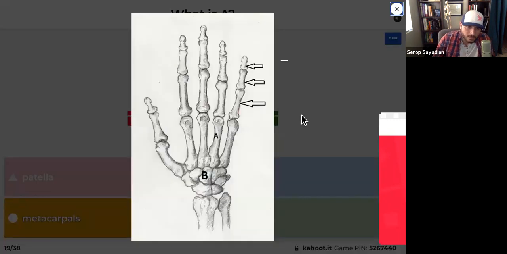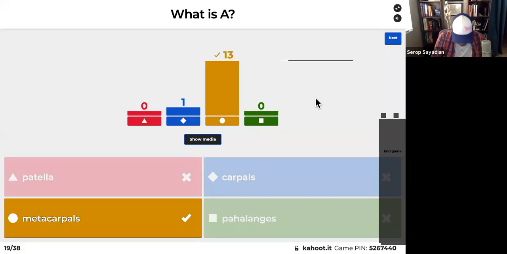Good. What specifically, though, if I asked you on the quiz, which bone is this? You would say what specifically? The fourth metacarpal? Very good. Fourth metacarpal. Remember, we start at the thumb. So this is the first metacarpal, second, third, fourth, and fifth. Fourth metacarpal.